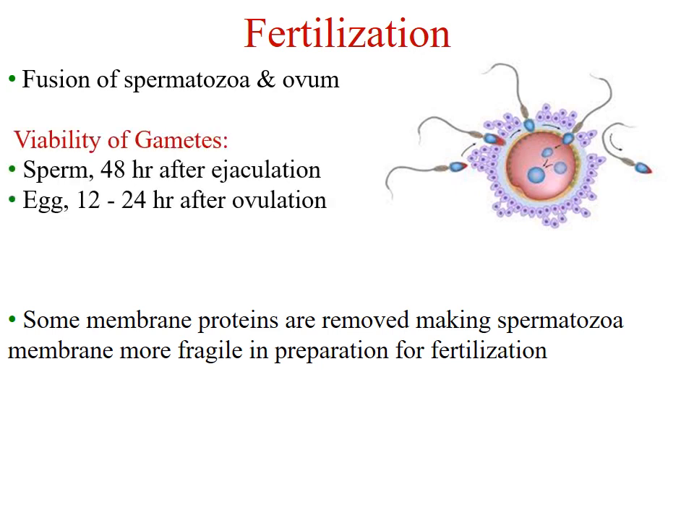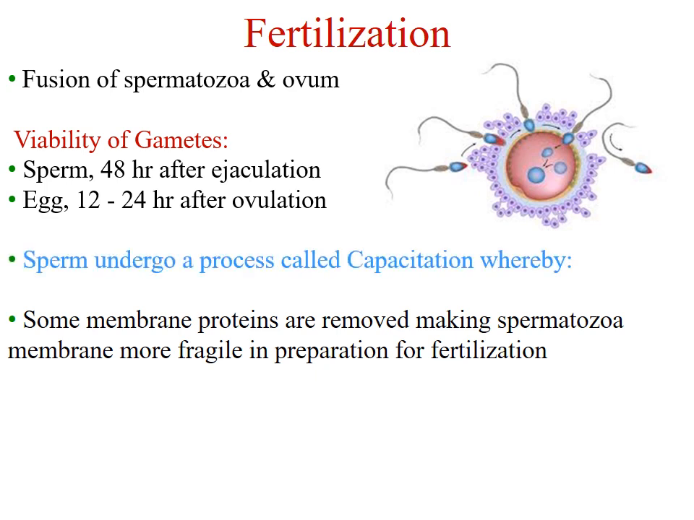Fusion of the spermatozoa and the ovum. You can see the viability of the gametes: the sperm can survive in the female genital tract until 48 hours after ejaculation, and in the case of the ovum it is within 12 to 24 hours after ovulation. So that is the viability range which is mentioned.